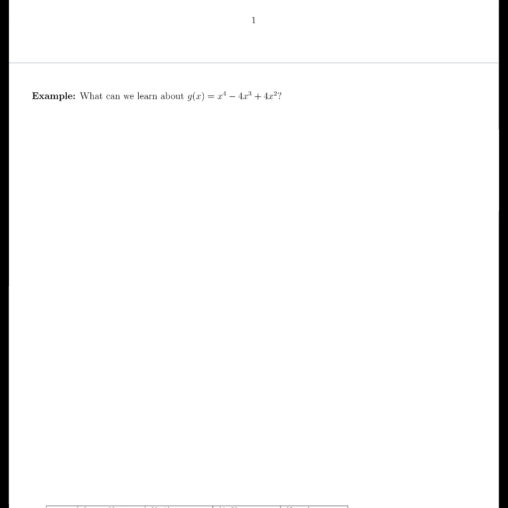Here's a function g. It's x to the fourth minus 4x cubed plus 4x squared. So what can we learn about it in relation to the above? So g prime is 4x cubed minus 12x squared plus 8x. Okay, let's find the critical numbers.